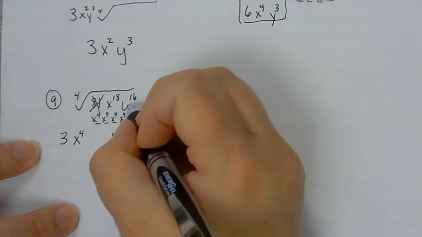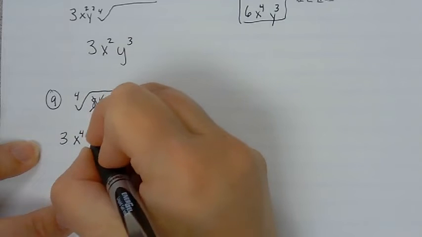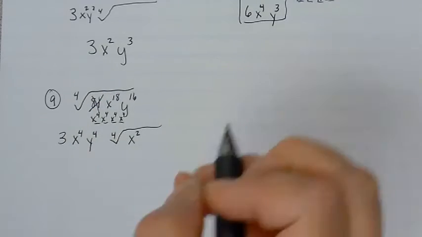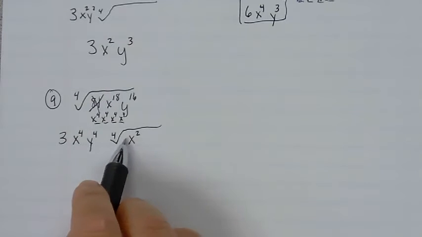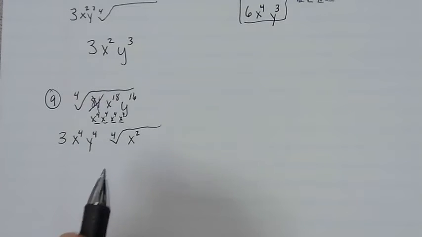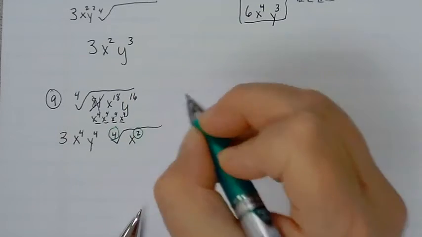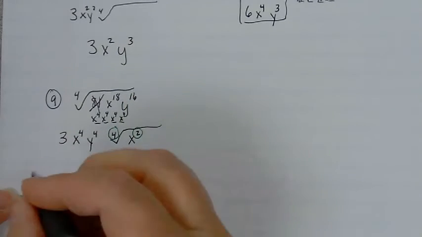And then how many groups of 4 would be in 16? And that would be 4. Now, they're not really going to let you leave an answer like this. Even though this is correct, you have the 4th root of x squared. But because this number and this number are divisible, that means you're going to have to simplify. And let me show you what I mean by that.